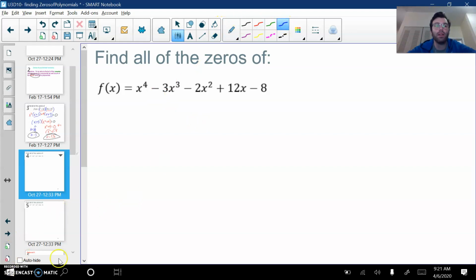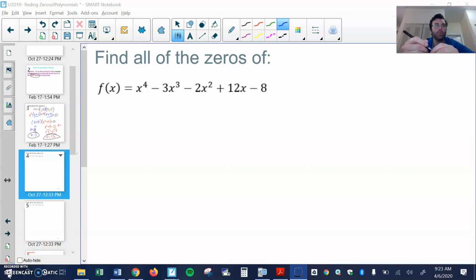I'm going to pause this for a second. If you have a graphing calculator, it'd be helpful if you take that out right now. To find the zeros of this polynomial, what I want to do is enter it in my graphing calculator. So I'm going to go do that now. X to the 4th.